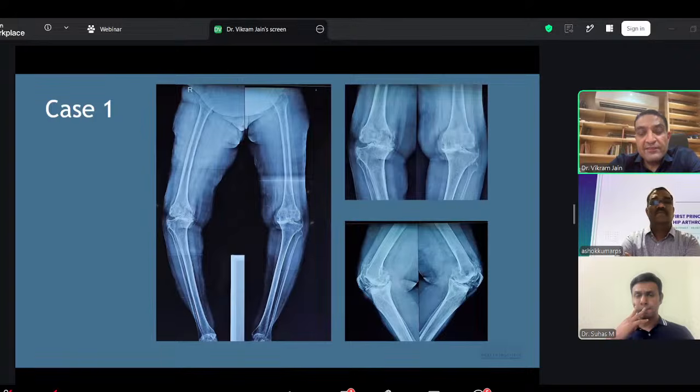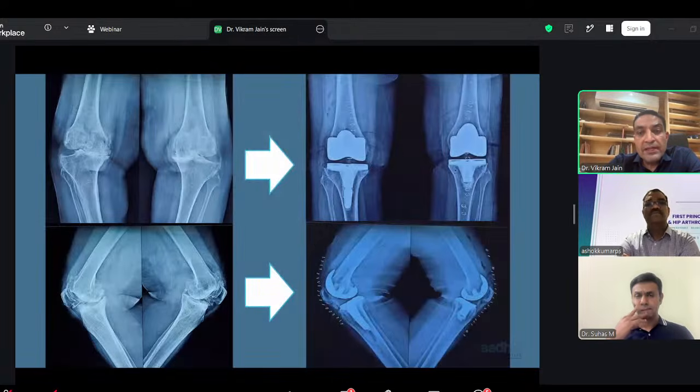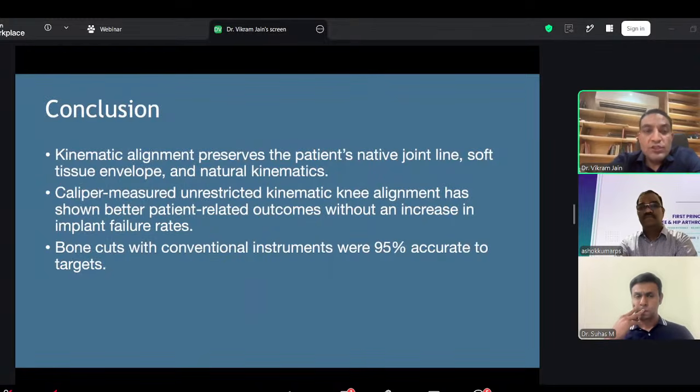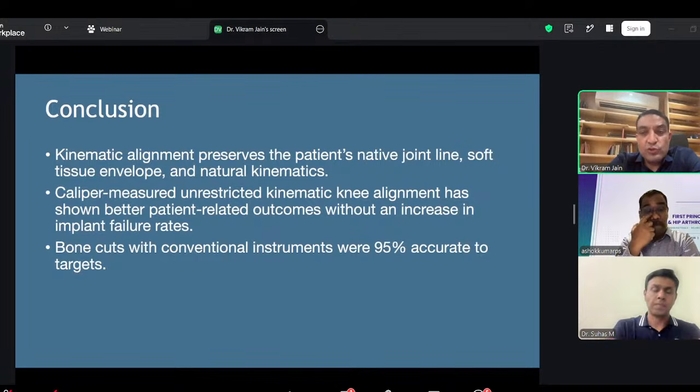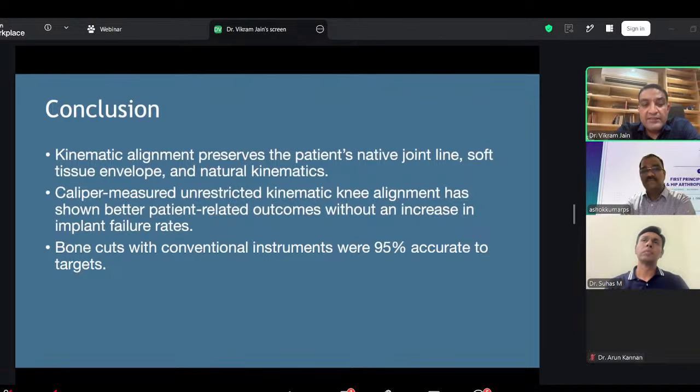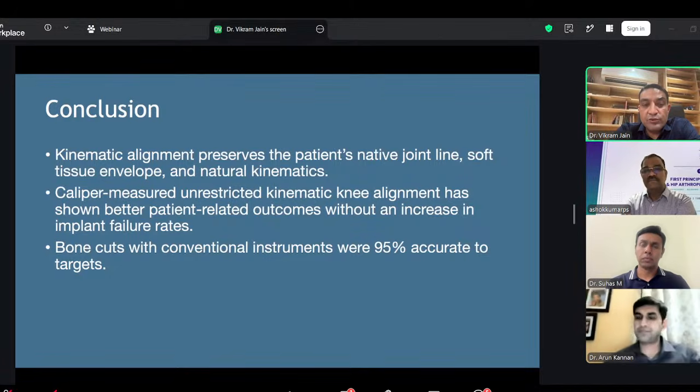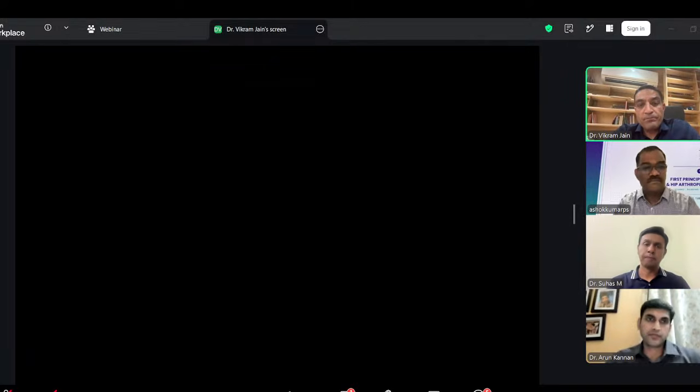Examples of a few of the cases. This is an extreme varus, more than 15 degrees of tibia, balanced with a kinematic aligned knee technique. So in conclusion, kinematic alignment preserves the patient's native joint lines, soft tissue envelope, and natural kinematics. Caliper-measured unrestricted kinematic alignment has shown better patient-related outcomes without an increase in implant failure rate, at least in the first 14 years. Bone cuts with conventional instrumentation were 95% accurate to target. Thank you.